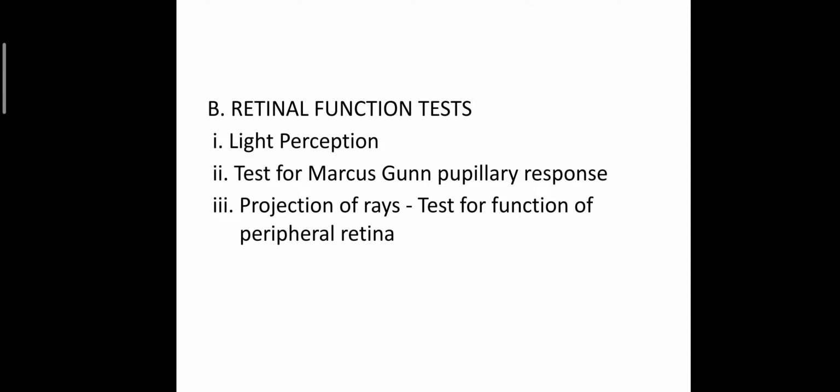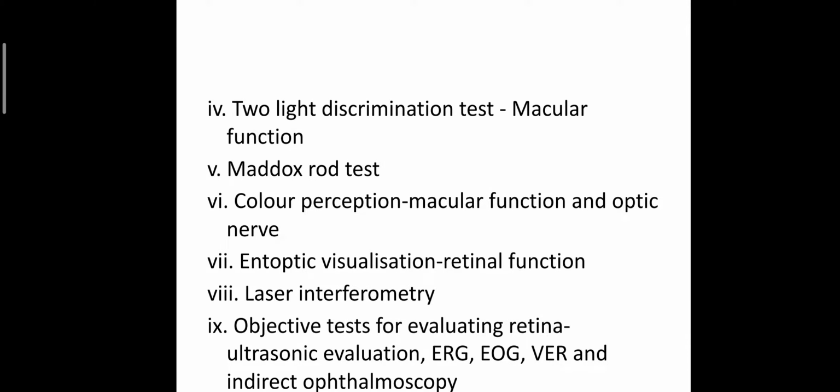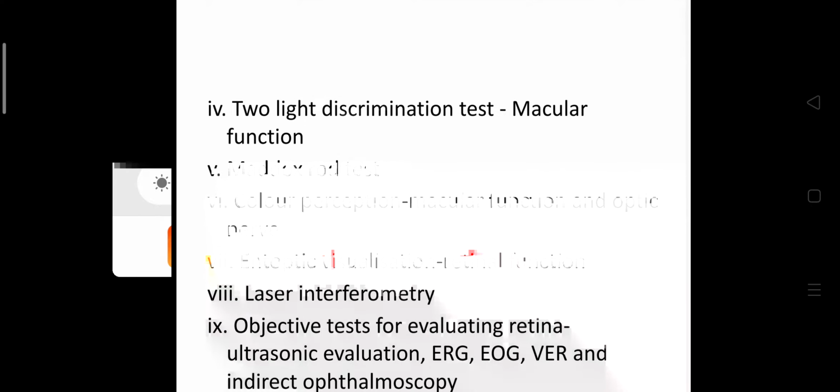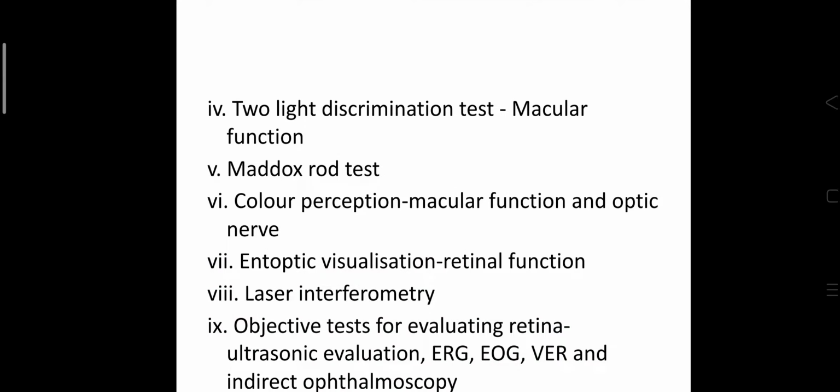And next is the 2-point or 2-light discrimination test. So like I told you, which is obsolete now, but still you need to know the name, that's it. And the Maddox rod test, coming to 2-light discrimination test, followed by Maddox rod test.